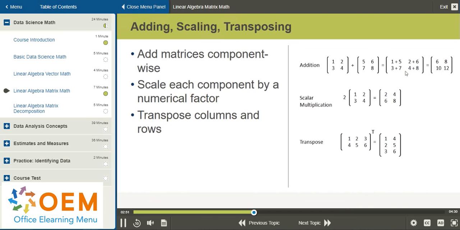We can scale a matrix by a scalar, so we have an individual number value that we scale the entire matrix by, so it scales each entry in the matrix.